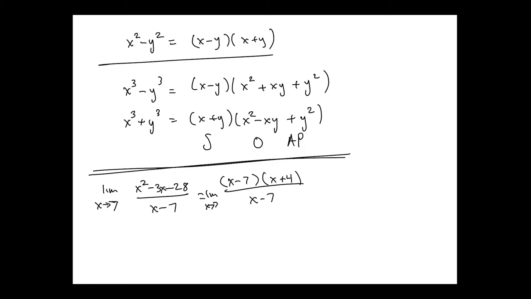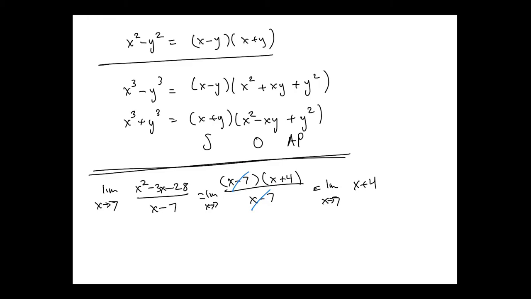And the fact that it's minus 28 tells us that the signs of the two numbers need to be opposite of each other, okay? And then we need two numbers that add up to negative 3, and if we think for a minute, then negative 7 and 4 does the job. Okay, good. All right, so by doing that, then what can we cancel? The x minus 7 term. Then we're left with the function x plus 4, okay? And what can we do in that case? Just plug it in because it's now a polynomial and we get 11.